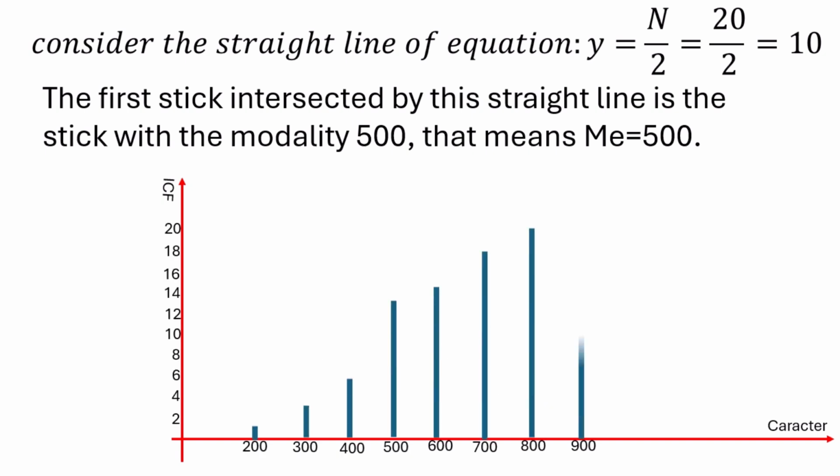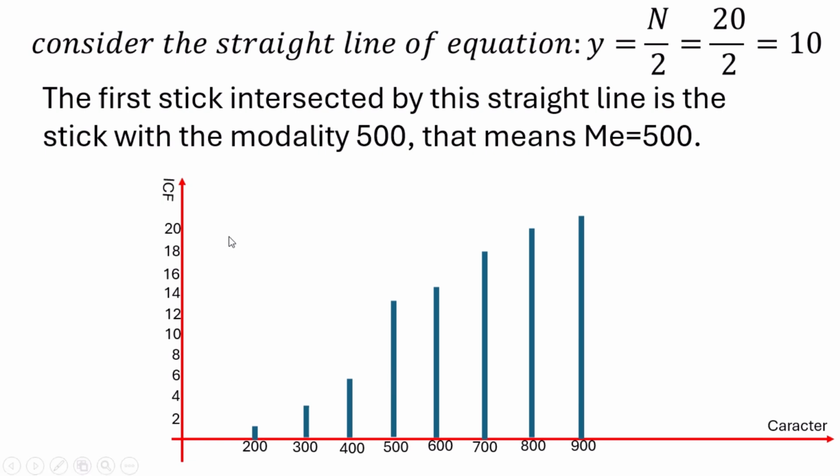Remember it. The bar graph of the increasing cumulative frequencies. If we take the straight line of equation y equals 10, it means the horizontal line passing through 10. If we draw the straight line passing through 10, the first stick intersected by this line is the stick of modality 500. Then the median of this statistical series is 500.